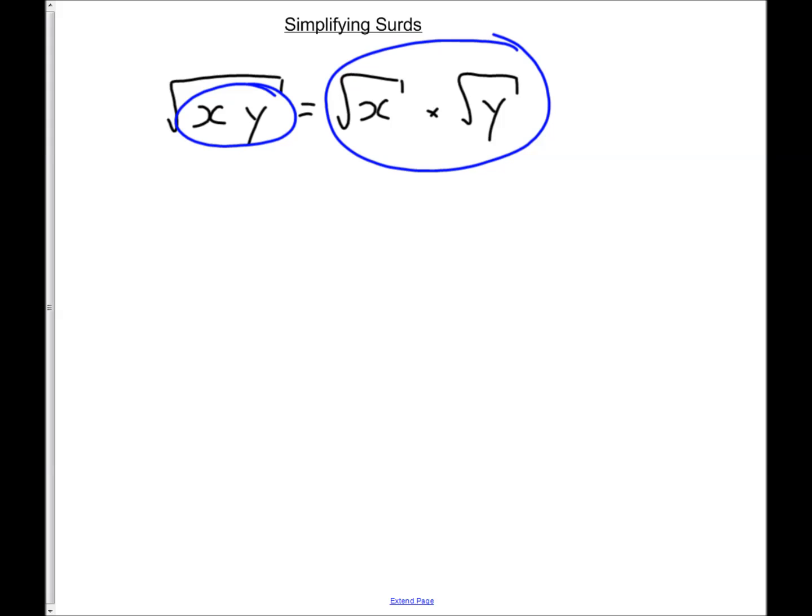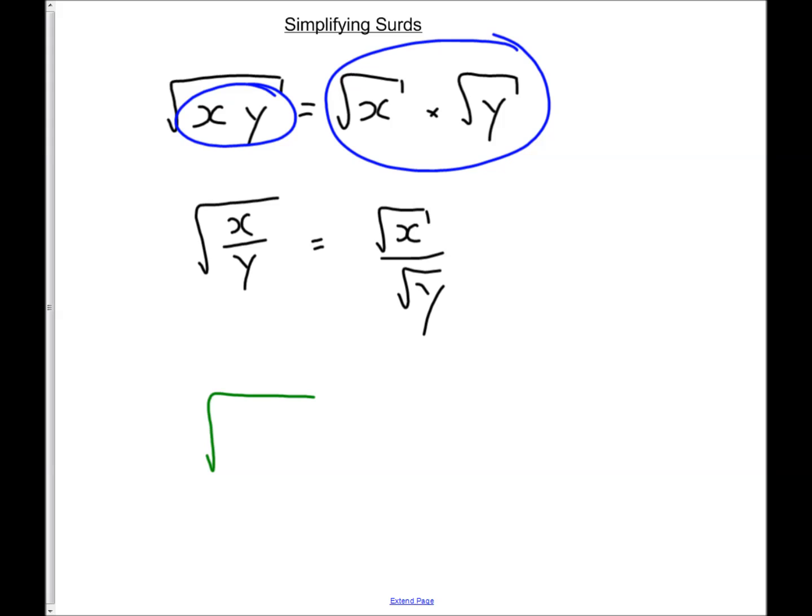I can do the same if I'm dividing. I can say the square root of x over y is equal to the square root of x over the square root of y. When this doesn't work is if I'm adding or subtracting. So it only works for multiplying and dividing. It's quite quick to see that it doesn't work for adding and subtracting.